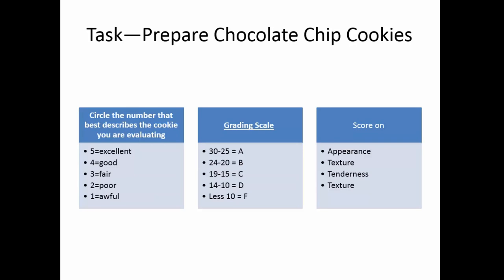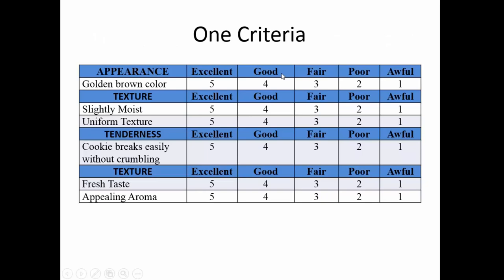But the grading scale, it's worth 30 points. And in order for me to get an A on my cookie, I have to earn 25 points. And the rating scale is 5 is excellent, 4 is good, 3 is fair, and so forth. So I give them a cookie, and I give them a criteria. So golden brown, slightly moist, uniform texture, you see that. And so the idea here, oh, the fourth one is taste. Now I see what the fourth one should be, taste. That was my mistake there.